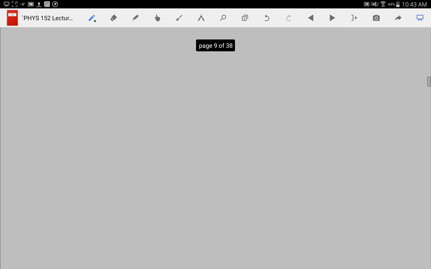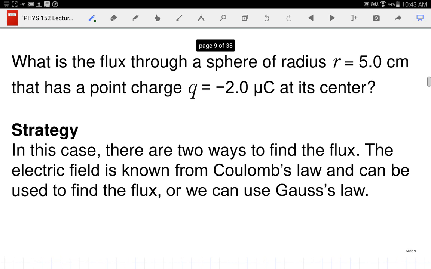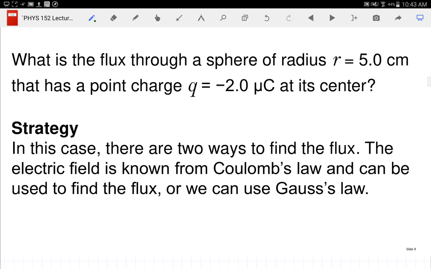So how are we going to use Gauss's law? How are we going to make it so it's useful to you, the physics student? Here is the self-same example that I did yesterday. What is the flux through a sphere of given radius that has a point charge of this at the center?